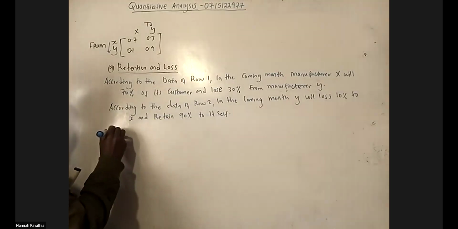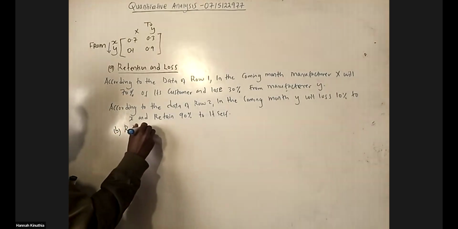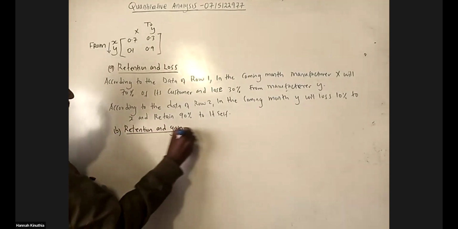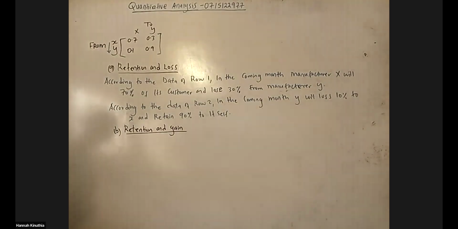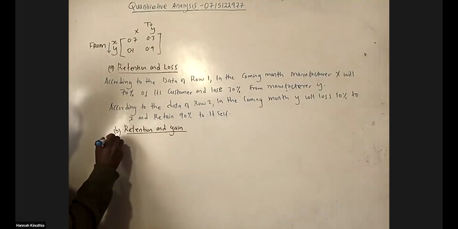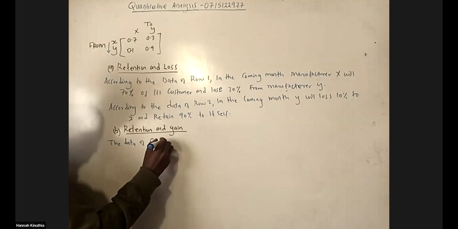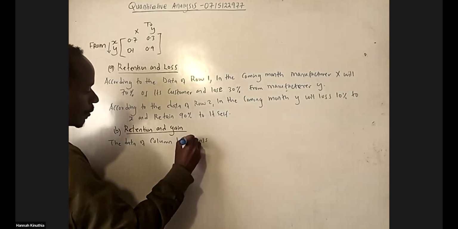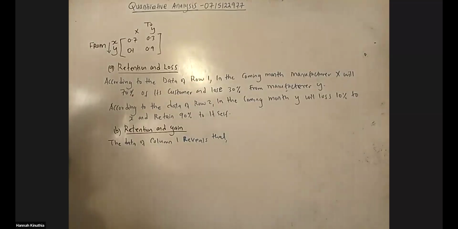Let's go to part B. Retention and gain. Now, how do we explain the retention and gain? So the data of column 1 reveals that. Let me give them first. Now, what does it reveal?